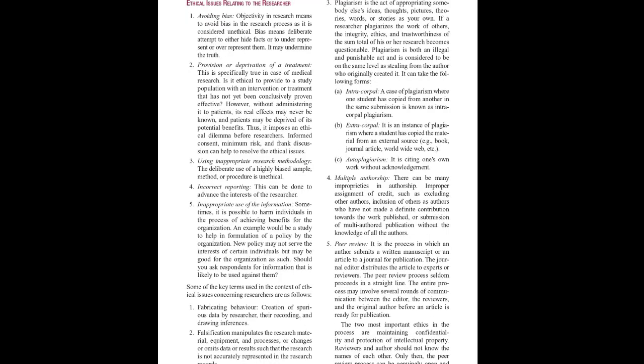Ethical issues relating to the researcher. 1. Avoiding bias. Objectivity in research means to avoid bias in the research process as it is considered unethical. Bias means deliberate attempt to either hide facts or to underrepresent or overrepresent them. It may undermine the truth.